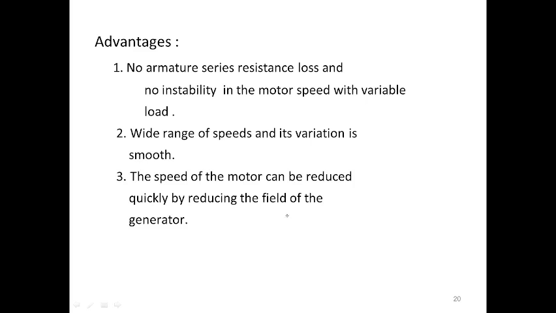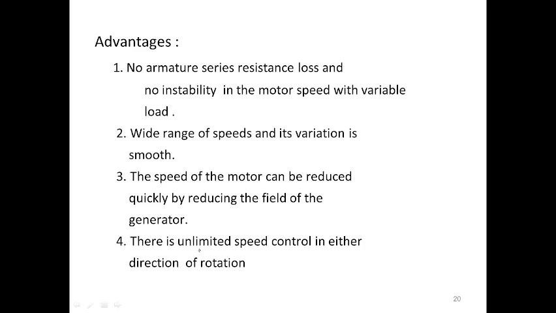The speed of the motor is varied by the supply. The supply comes from the DC generator, so we can reduce the generator field. And there is unlimited speed control in either direction of rotation. That is, we can go in the forward direction and the reverse direction, and that will be varied.